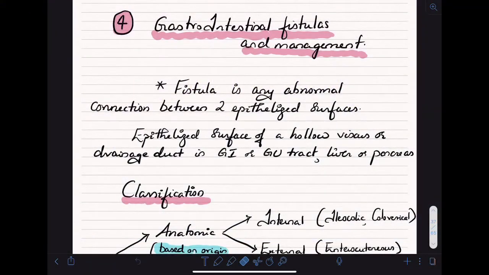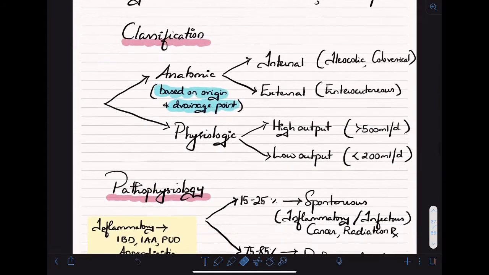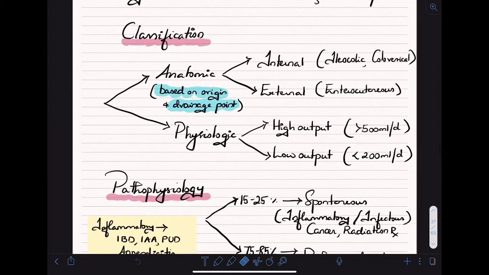Intestinal fistulas and management. A fistula is any abnormal connection between two epithelial surfaces: the epithelial surface of a hollow viscus or drainage duct in the gastrointestinal or GU tract, liver, or pancreas. It can be classified based on anatomic and physiological aspects.